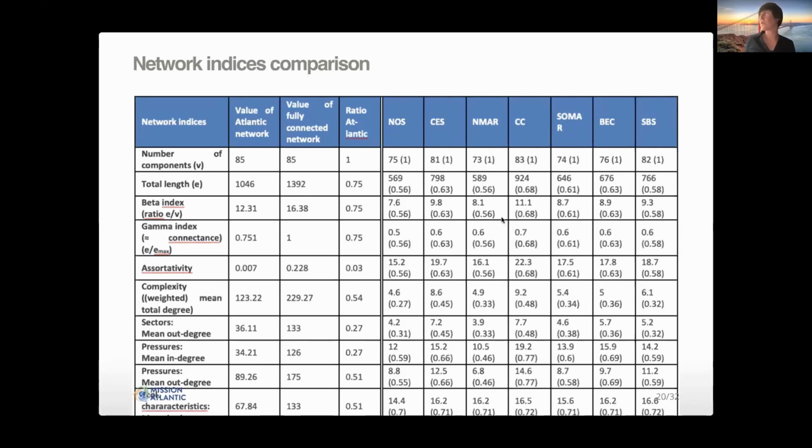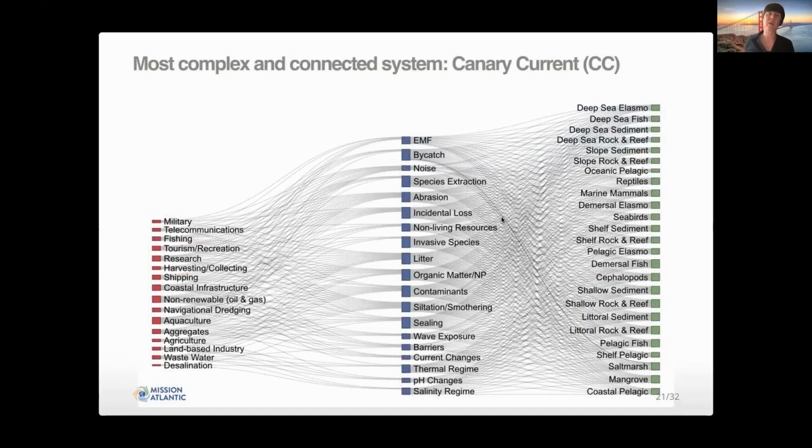And that might also be the setup of the system and kind of working together, so that we end up with similar networks, at least in terms of the linkages. So this is just an example of the most connected and complex system, the Canary Current.